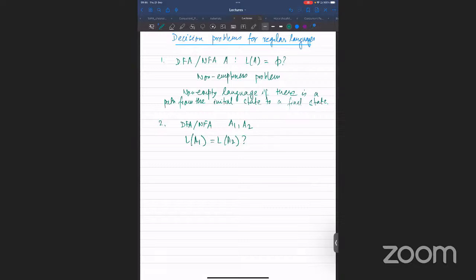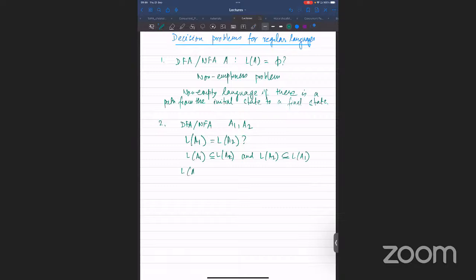How can you check if they're equivalent? One way to do this is to check whether the language accepted by A1 is a subset of the language accepted by A2 and vice versa. Correct? And this you know how to check. For example, just for this part, you know how to check this.